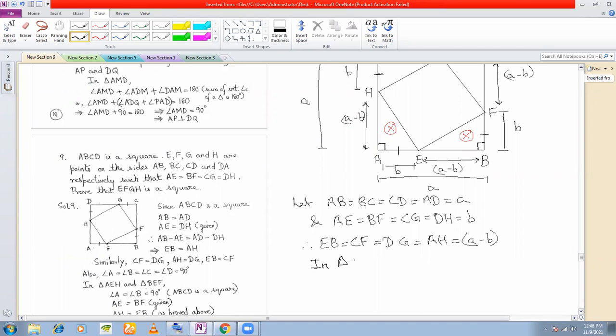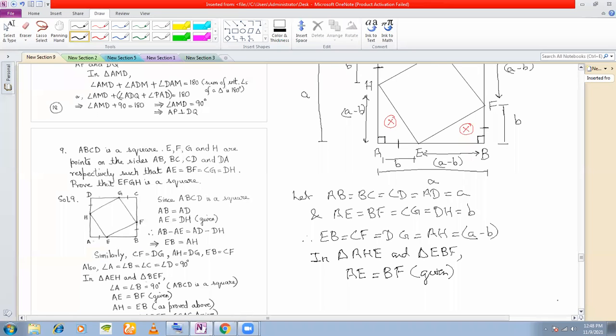So in triangle AHE and triangle EBF, which two sides are equal first of all? First of all, AE is equal to BF. This is given to you. Next, what is the other side that is equal? AH is equal to EB, right? As shown above.